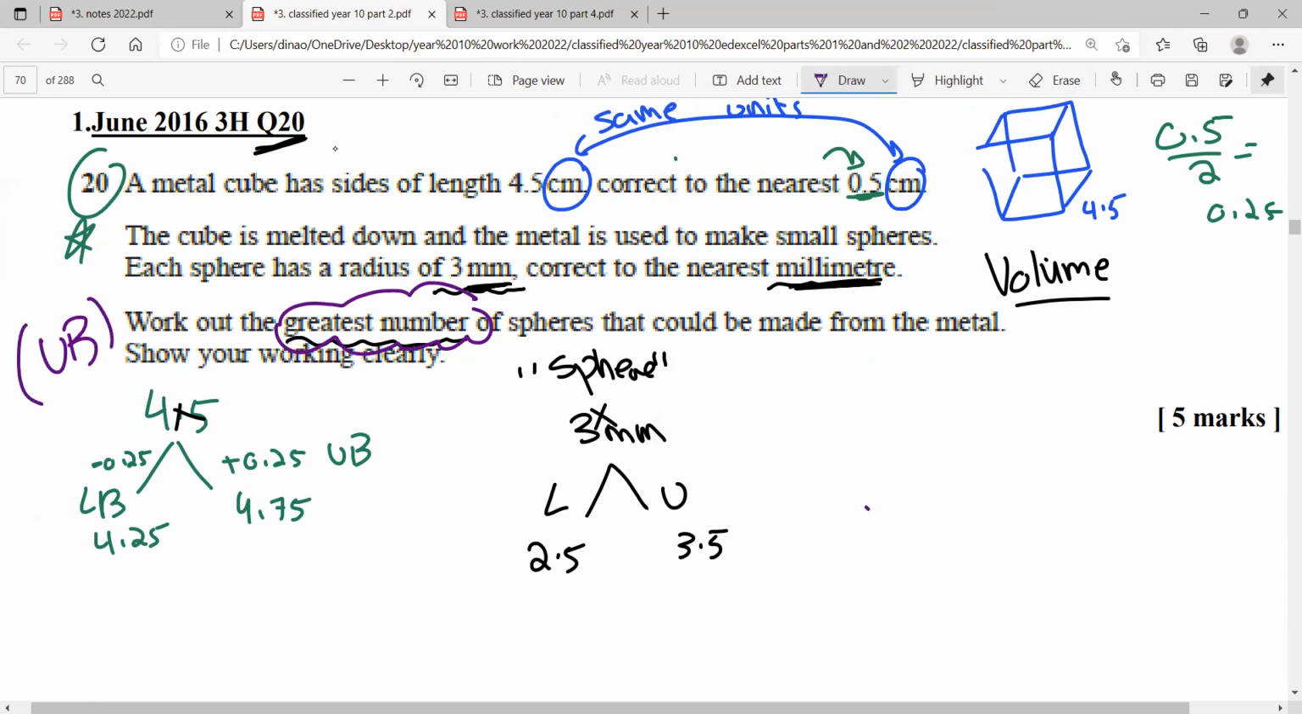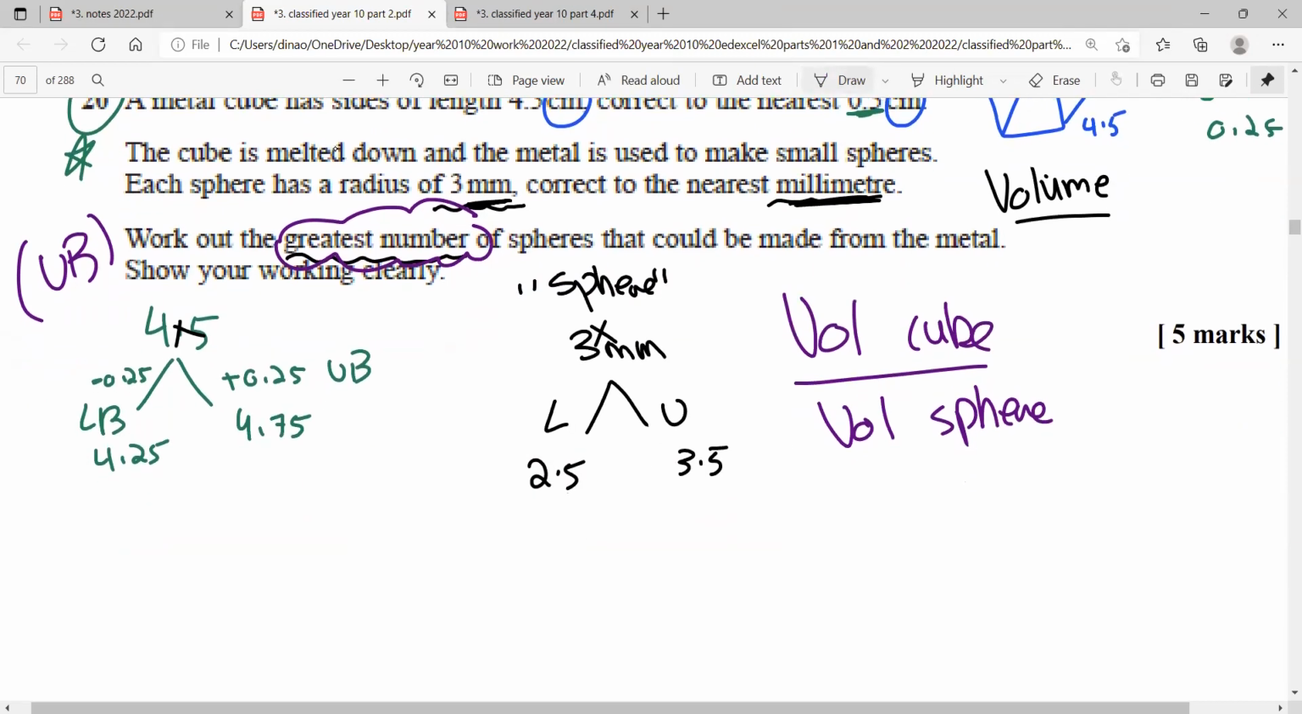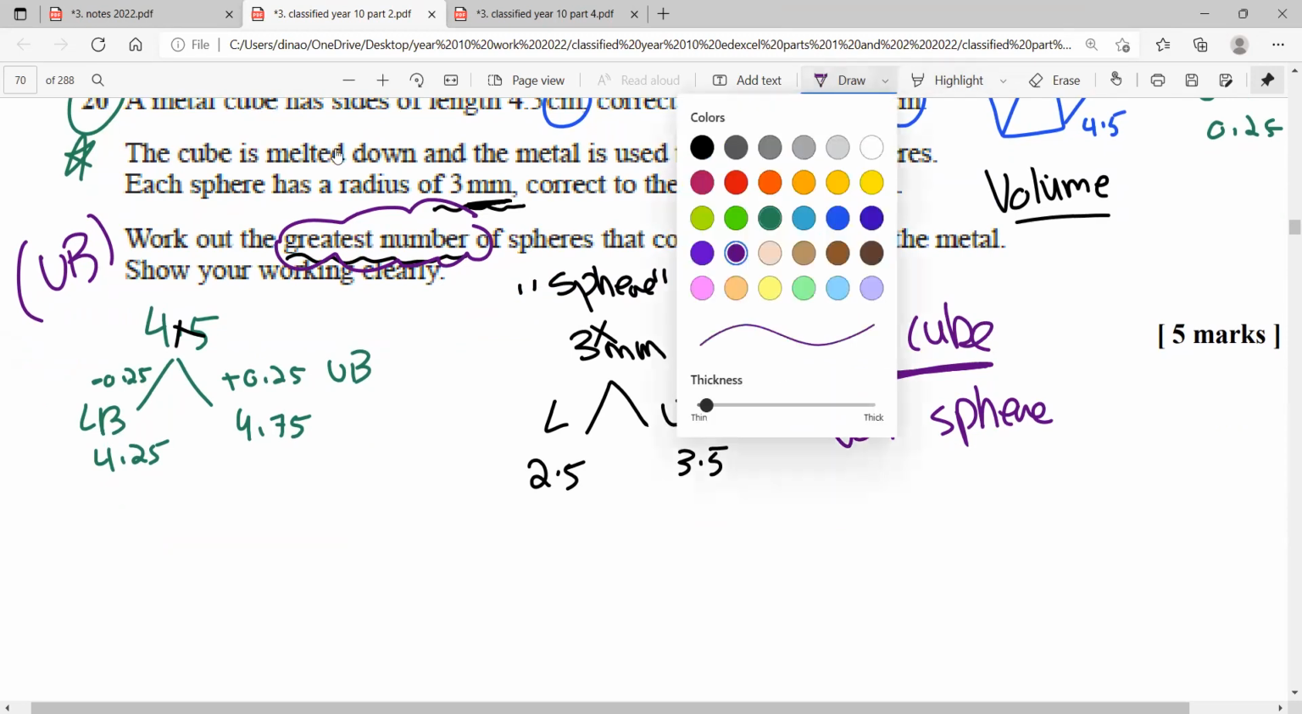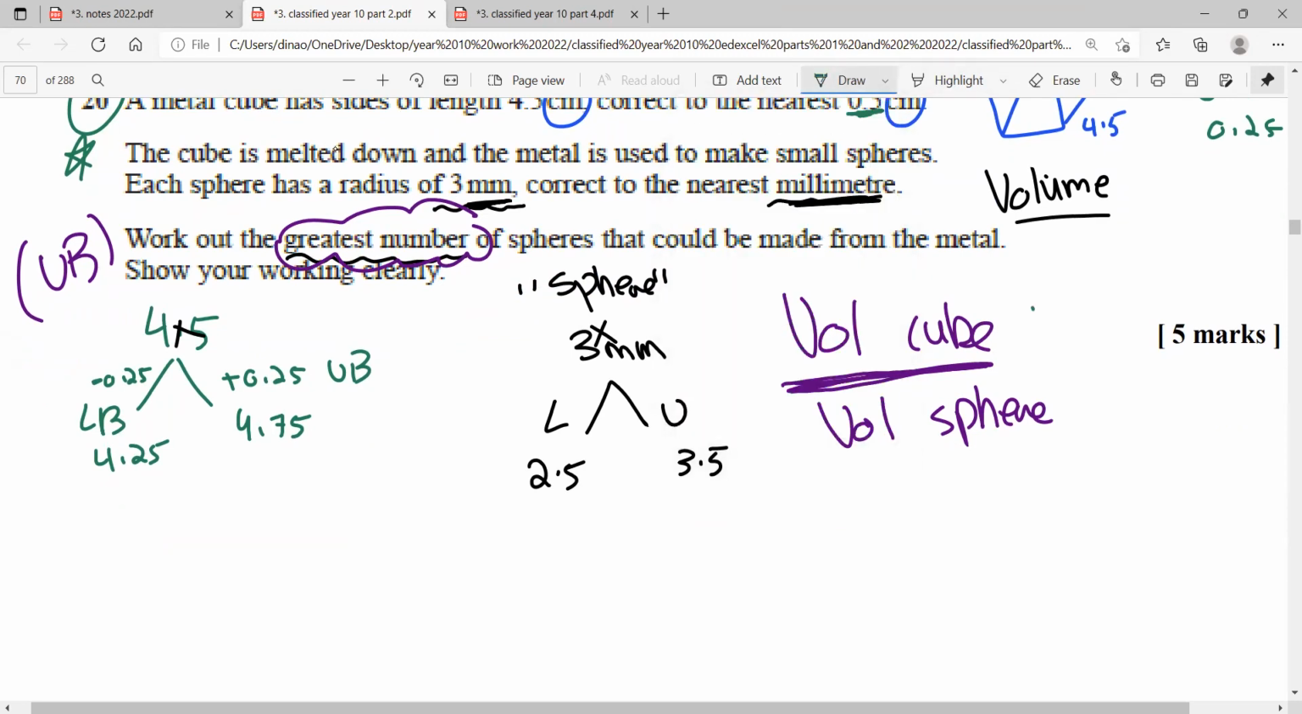Subtraction, division, multiplication, what? قال لي الكيوب ده اتسيح وعملنا منه كور صغيرة. يبقى volume of cube over volume of sphere will give me the number of little spheres I can get. So now the question is division. And as we said so many times in division, the bounds are different. One upper, one lower. Which is upper, which is lower? الأولانية زي السؤال. So upper bound of cube divided by lower bound of sphere.